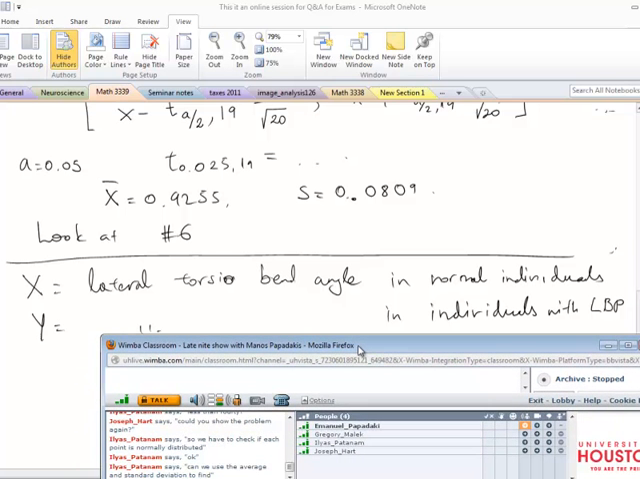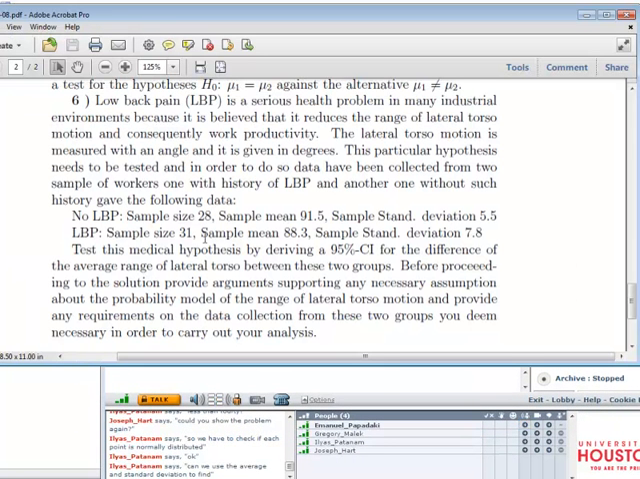So let's look at our hypothesis right now. What is the hypothesis here that we want to test? Low back pain reduces the range of lateral torso motion. So low back pain reduces this lateral angle. The lateral angle is how much you can turn to the left or to the right. That's the lateral angle. So we have sample means and sample standard deviations. Sample sizes 28 and 31.